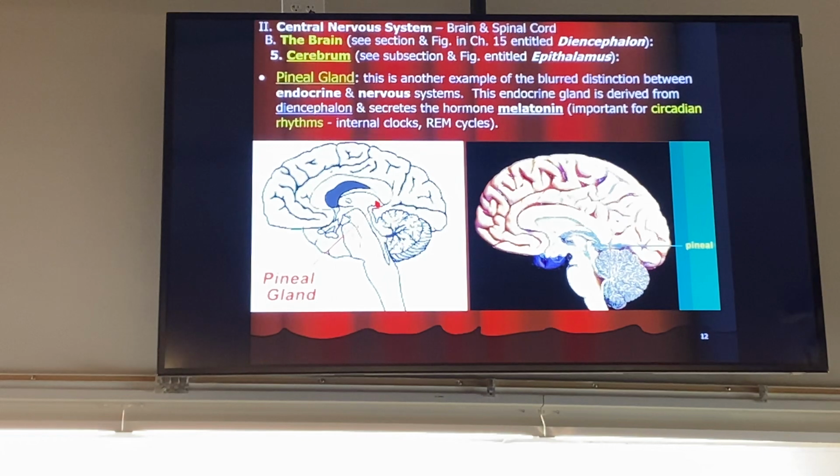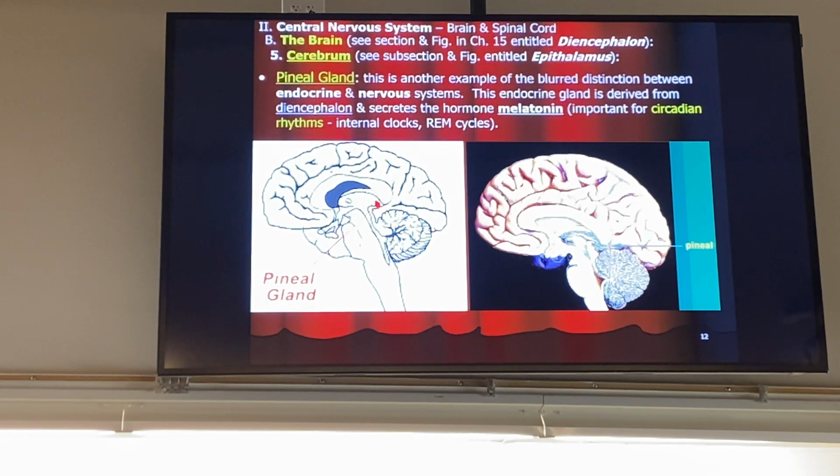Also part of the diencephalon is another blurred distinction, the pineal gland or pineal body. It is part of the diencephalon, part of the brain, and a hormone, melatonin, comes out of it. Body is actually controlled by the pituitary gland, and the pituitary gland is actually controlled by the hypothalamus. You see how key this is, the hypothalamus? It's even controlling the pineal gland.